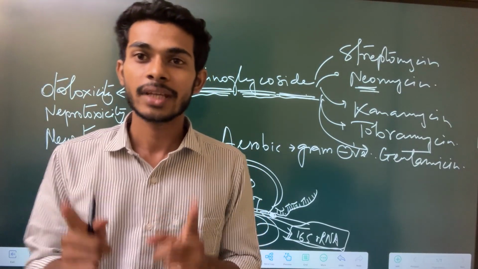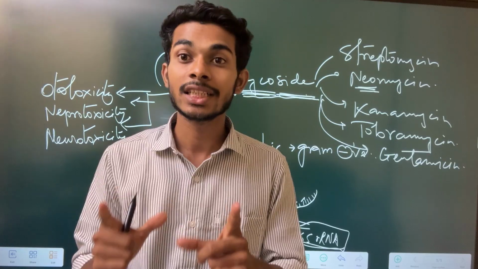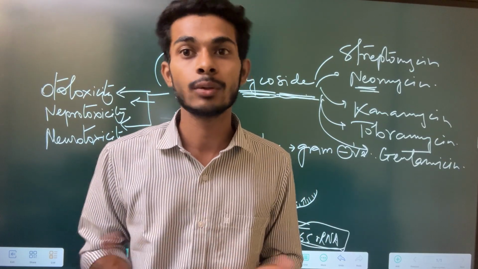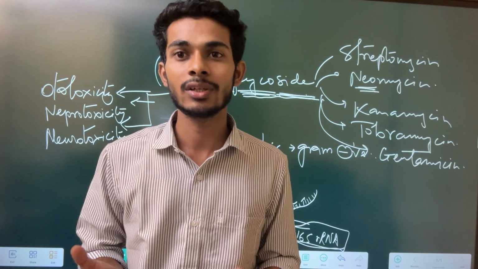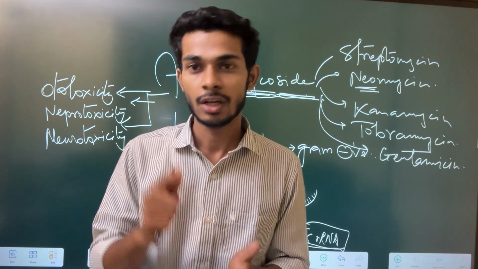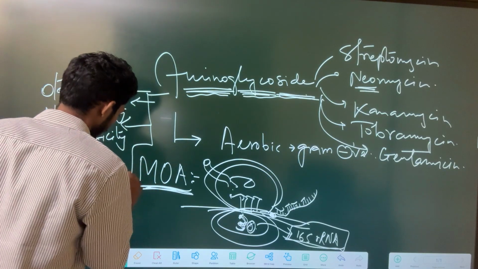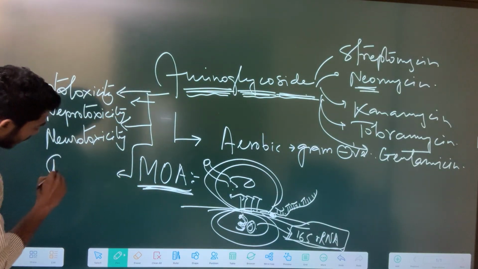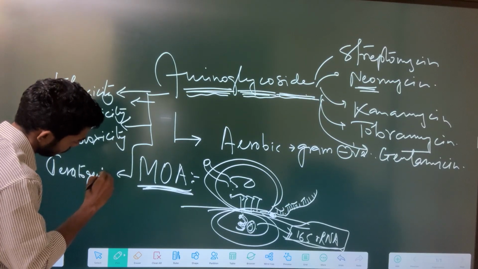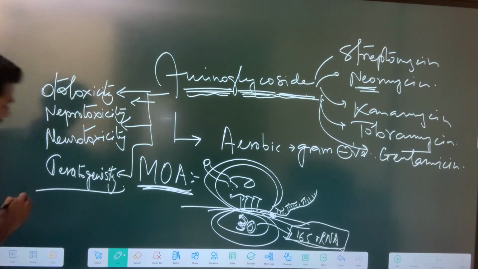Now, if a woman has taken aminoglycoside and she is pregnant, and if this aminoglycoside kicks on her kidney, what will happen? Teratogenicity will happen. Ultimately, the fetus will be defected, yes or no? So it will also cause teratogenicity. So you have to remember these 4 points.